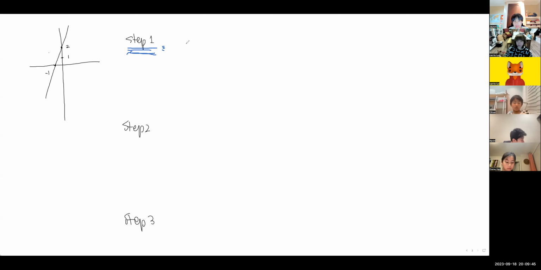OK, so everybody, let's take a look at the first one. Okay, Kevin, can you tell me what is the step 1? Step 1 is what? Find the pairs, by the table, right? So it's X and Y, right? So I put 2 and 1. It doesn't matter, just like that.